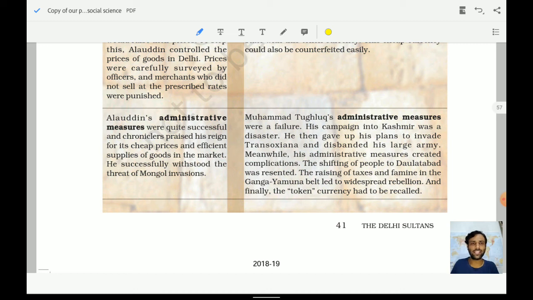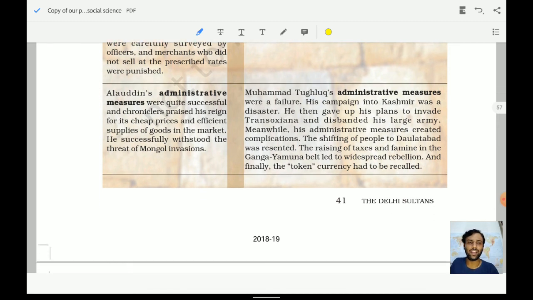So we have understood his campaign to Kashmir was a disaster. We call it the Karachil expedition. He then gave up his plans to invade Transoxiana and disbanded the large army. Meanwhile, the administrative measure created complications, and shifting the people to Daulatabad was resented. The raising of taxes and the famine in the Ganga Yamuna belt led to widespread rebellion, and finally the token currency had to be recalled.